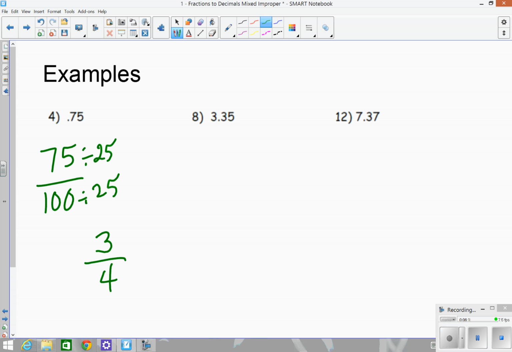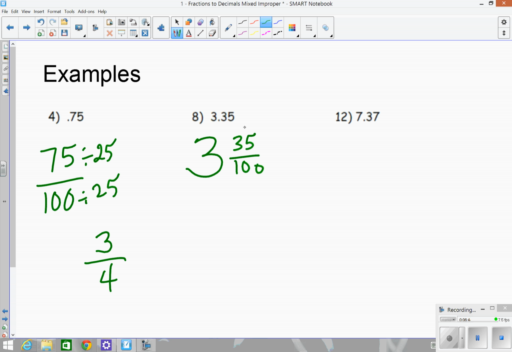So the first one was 0.75, the next one is 3.35. What that tells me is 3 is a whole number, and we're going to have a mixed number because of that. If I look at the decimal part, it's the decimal that turns into a fraction. So we have 3 and 35 hundredths, so that's going to be 35 over 100. Then you just want to reduce.